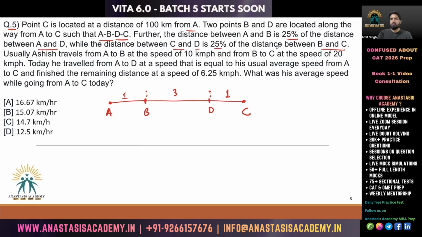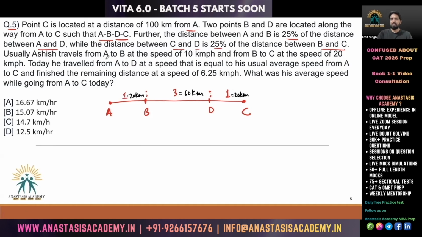Now, usually the total distance is 100. So I can write the total distance as 20 kilometers. It would be 20 kilometers, and three parts would be 60 kilometers, and the remaining would be 20 kilometers, right? So these are three stretches.